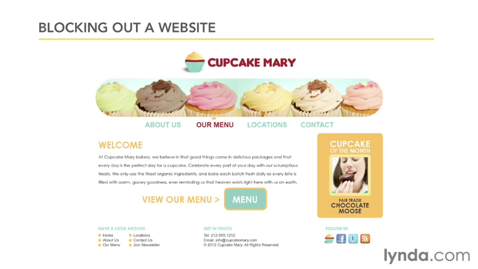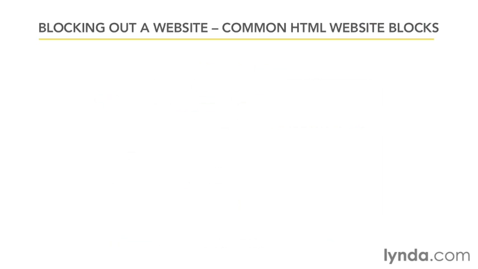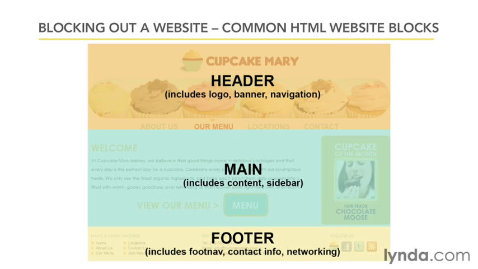Here's our website mockup. If we were to break it into logical blocks, it would look something like this. We've got our header at the top, which includes our logo, our banner image, and our navigation menu. Then we have our main area that includes the main content on the left, the sidebar on the right, and then a third block with our footer, which has 3 columns, one for our footer navigation, one for our contact information, and one for networking.